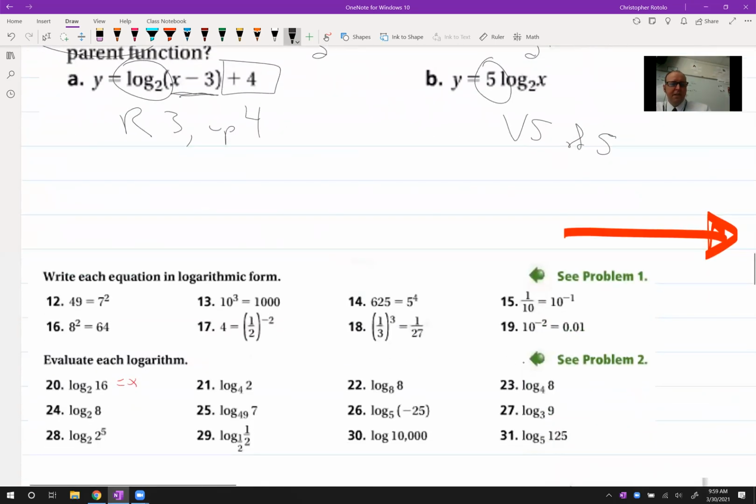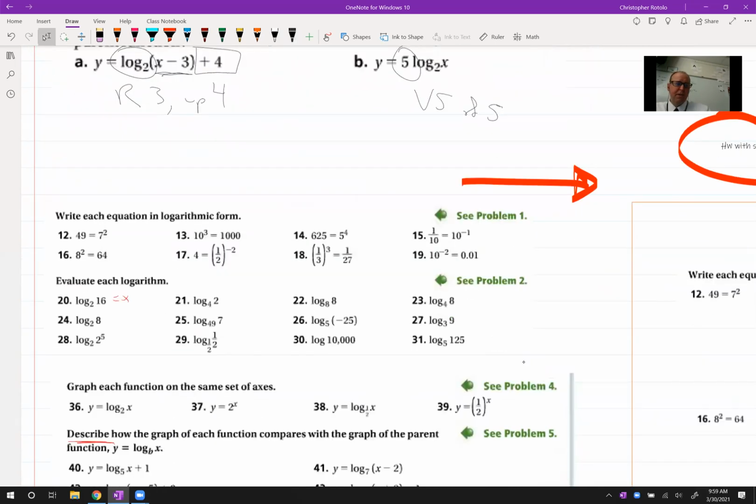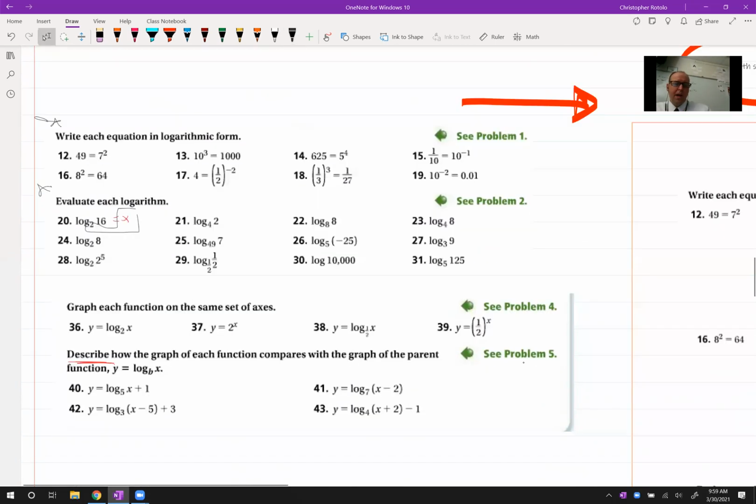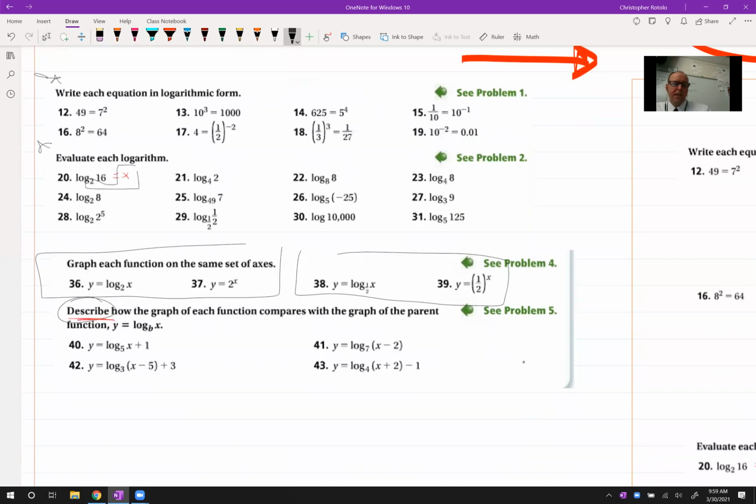Okay, so that gives us enough to work on at this point, right? So we're going to rewrite it. We're going to evaluate. Notice I did equals x right here. So 2 to what power gives me 16. We're going to graph it. These go in pairs. These go in pairs. And then eventually describe. So you're just going to say left, right, up, down with these. And that'll work if you're in my class.